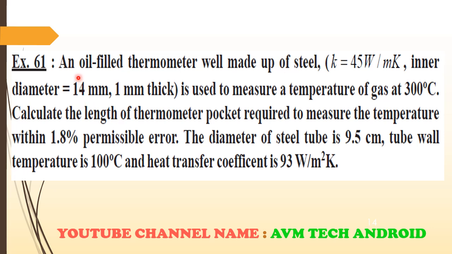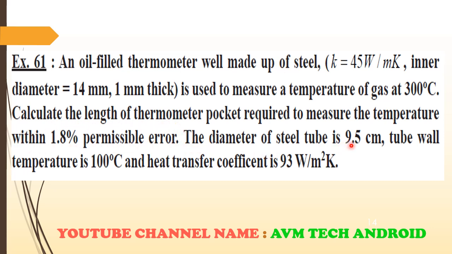It is an oil filled thermometer well made up of steel having a thermal conductivity K of 45 watt per meter Kelvin. The inner diameter is 40 mm, and the thickness is 1 millimeter, so you have to find out the outer diameter. It is used to measure the temperature of gas at 300 degrees Celsius. We have to find out the length of thermometer pocket required to measure the temperature within 1.8% permissible error. So the permissible error shown here is 1.8% only.